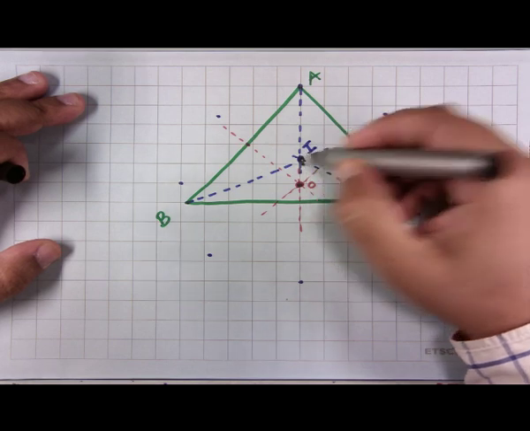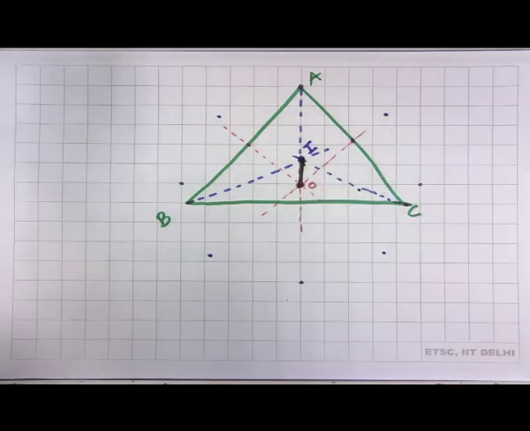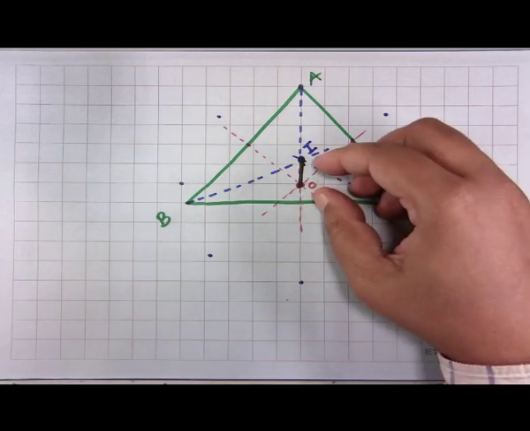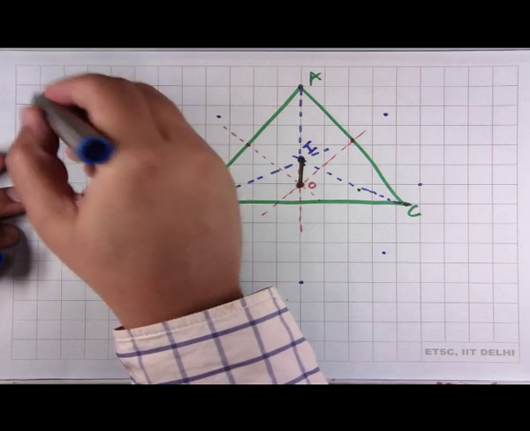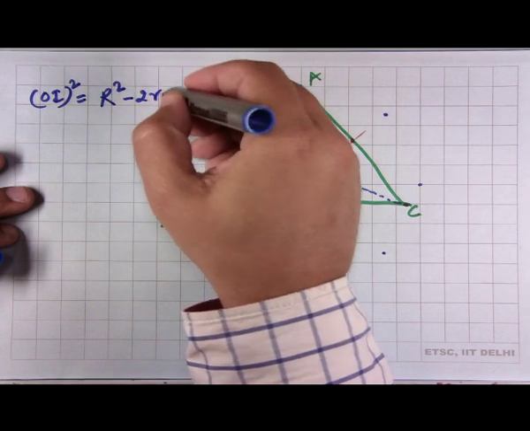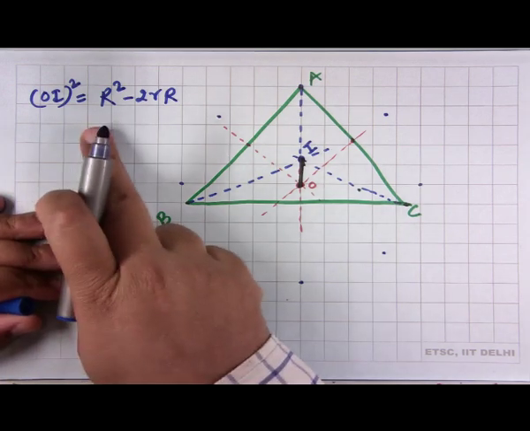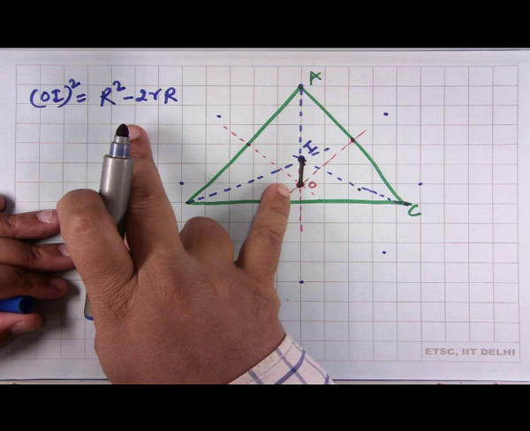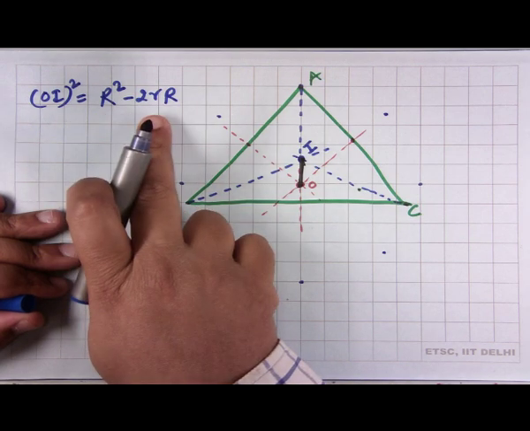So, the question is asking us to prove that the squared length of this line segment OI, which is OI square, is equal to R square minus 2 R r. So, this is what we have to prove, and as we see, we have to find the squared length OI in terms of the circumradius and the inradius.